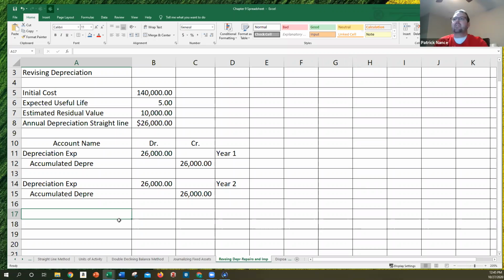So now I need to find my new annual depreciation. The first thing I need to find is my book value, because book value is how much I've got left to depreciate. But I also need to take out my revised residual value to find my new depreciable cost, or rather, my remaining depreciable cost.